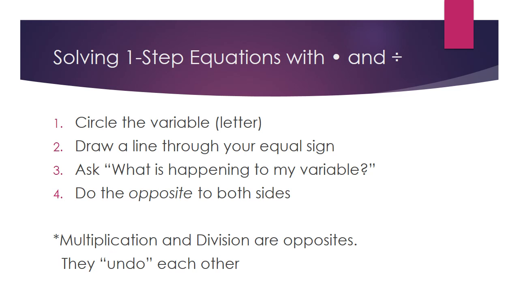Once we figure out what is happening to our variable, we have to undo that or get rid of it. And we do that by doing the opposite. Today, when we talk about multiplication and division, they are going to be opposites and they are going to undo each other. So if my variable is being multiplied by something, I need to divide it by that same thing, and those will cancel out. Similarly, if it's being divided by something, if I multiply my variable by that same number, they'll cancel out. So let's take a look at some examples here.